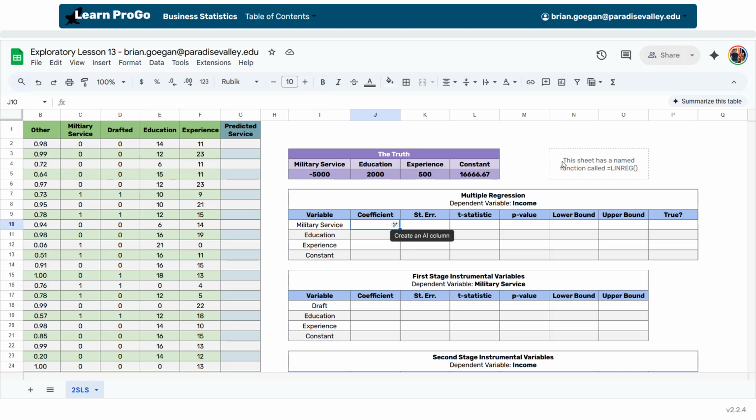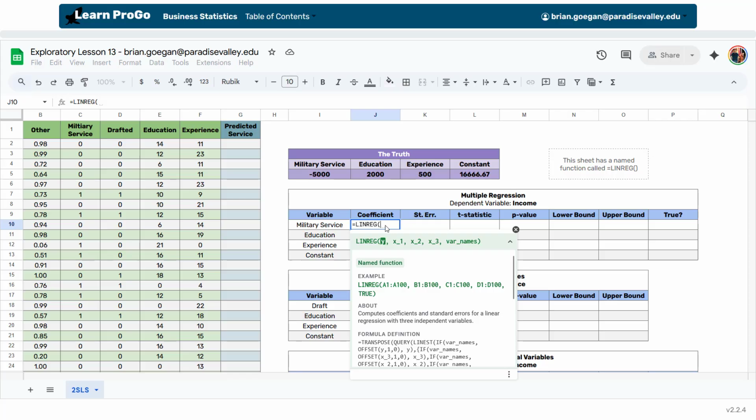So as you can see in this sheet, I've created a new function. This does not exist normally in Google Sheets, but Google Sheets gives you the power to create functions, which is very cool. And it's called linreg. So we're going to use linreg in this sheet.